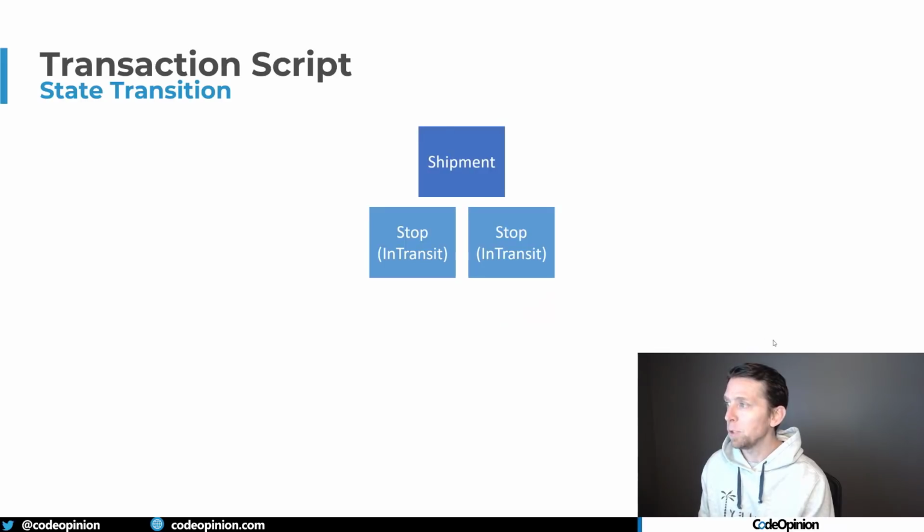So what this looks like is we have our shipment, we have our two stops. The first one and second one are both going to be in transit. Then we're going to arrive at the restaurant, for example. Then we're going to depart the restaurant. Then we're going to arrive at the delivery, and then we're going to depart for the delivery. So that's our state transition for our shipment.